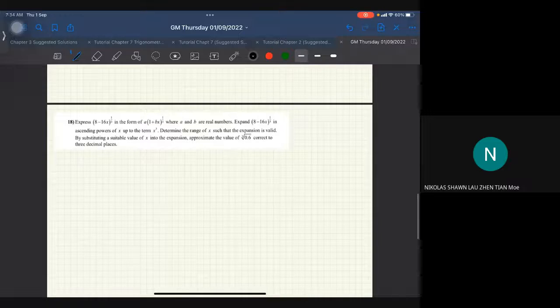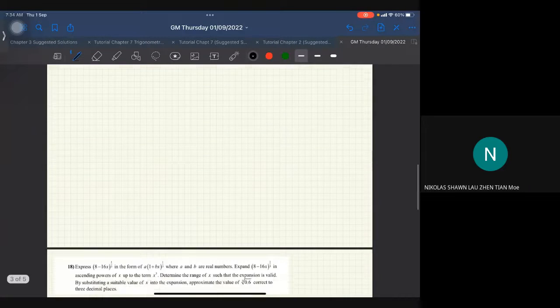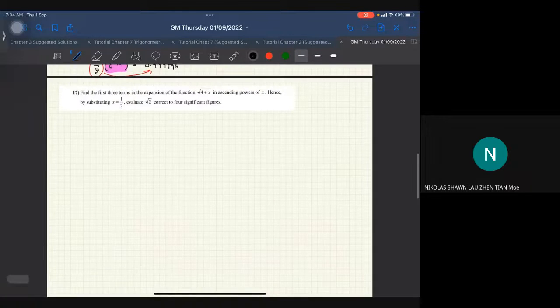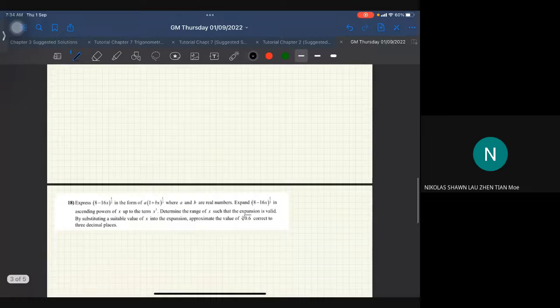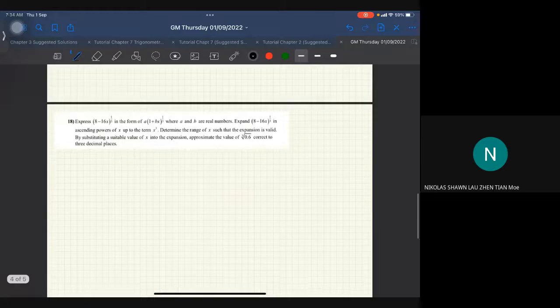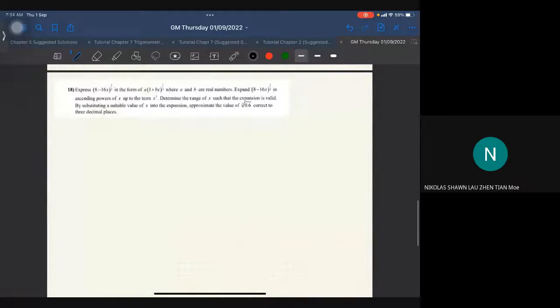Second yang ada undi tertinggi adalah number 17. Okay, so number 17, find the first 3 terms, blah, blah, blah, hence by substituting, then we set to correct 4 significant figures. Kejap ya. Okay, boleh kita pergi nombor 18 kejap. Okay, so kalau tak sempat saya buat video, saya post dekat YouTube.